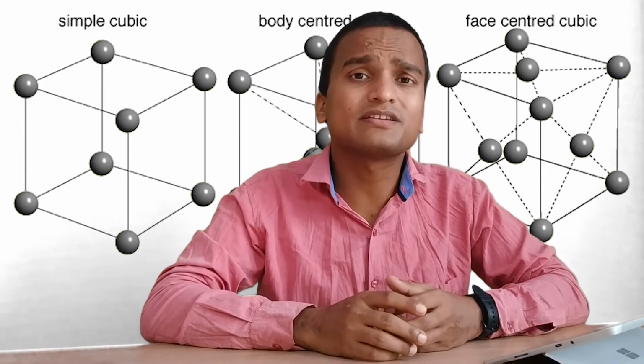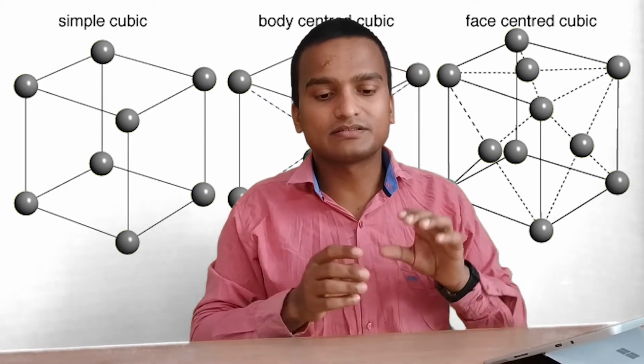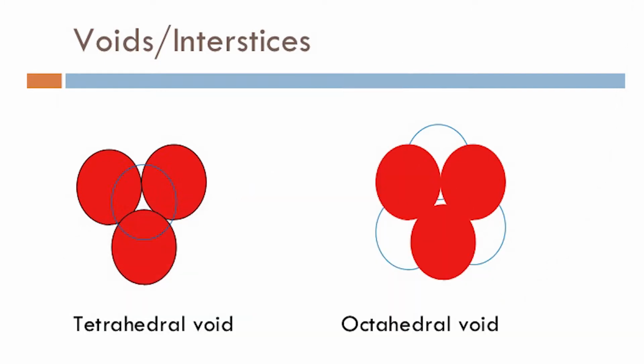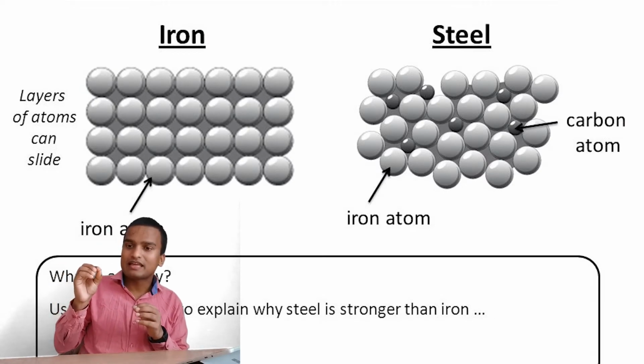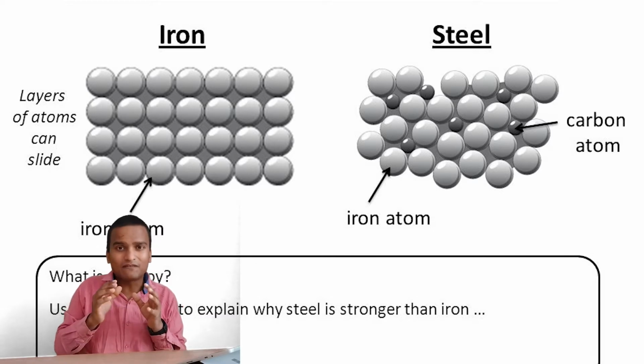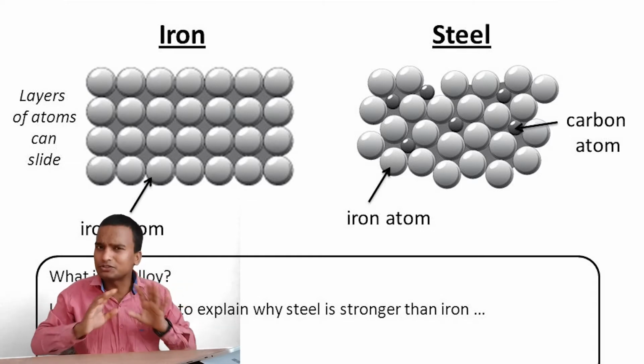So atoms are arranged in particular arrangements in any material, and these different kinds of arrangements are called lattices. We have studied different kinds of lattices in the 12th class. In any lattice arrangement of atoms, there are some voids available, and these voids are called interstices. The carbon atom can get dissolved in the interstices of the iron lattice, and after getting dissolved, the original lattice of iron gets distorted.